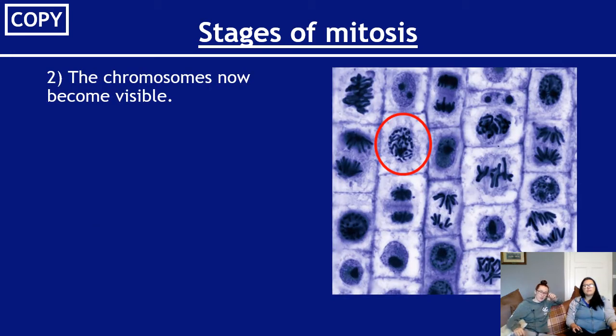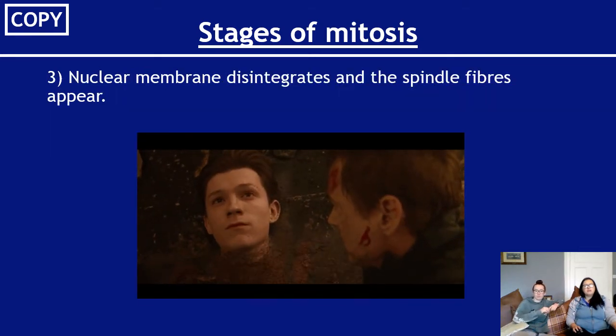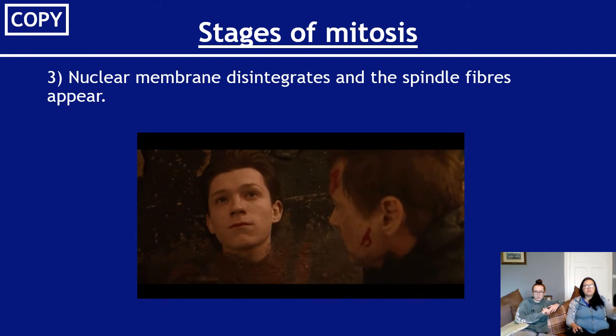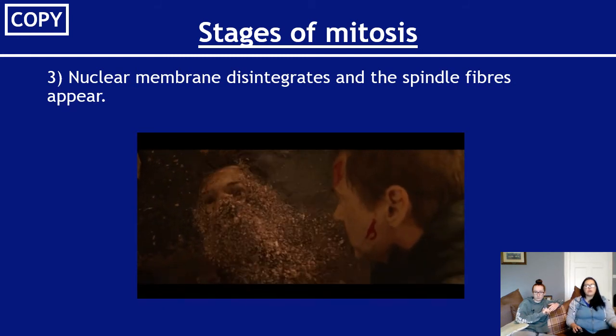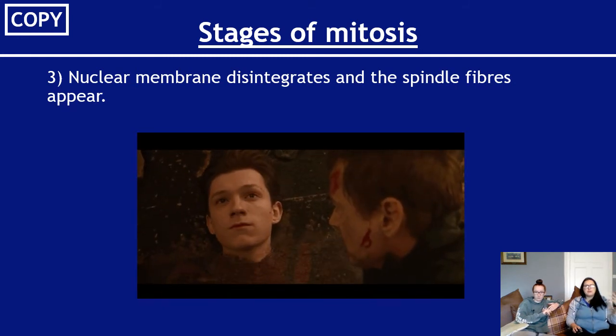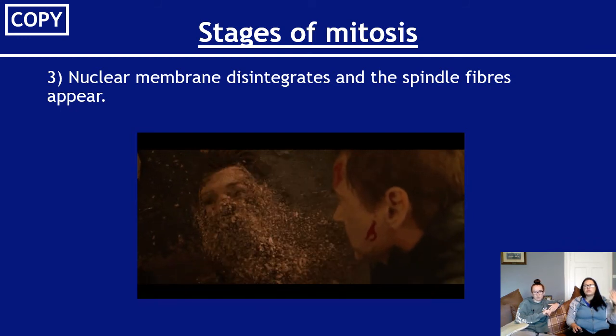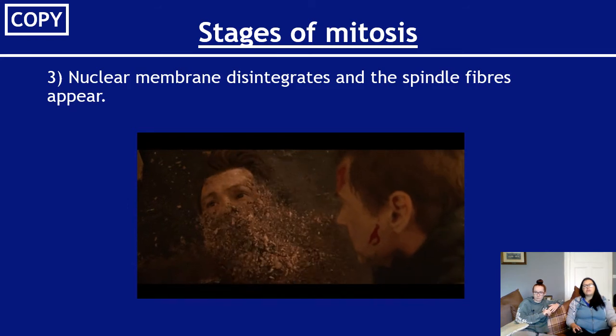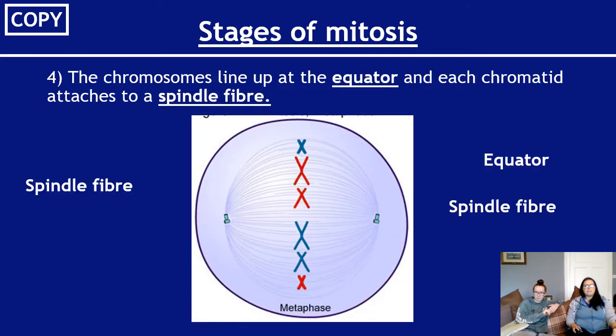In stage 2, this one's nice, the chromosomes now become visible. So they weren't visible before, they've then duplicated, now we can see them much more clearly. It's not a blurry mess anymore. Into number 3, the idea is the chromosomes are held inside the nucleus. The nucleus has a thing around the outside of it called the nuclear membrane. It's the thing that's keeping all the nucleus contents inside and stopping them escaping. So the nuclear membrane dissolves and the spindle fibers start to appear.